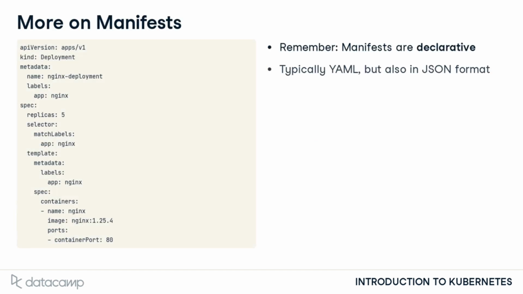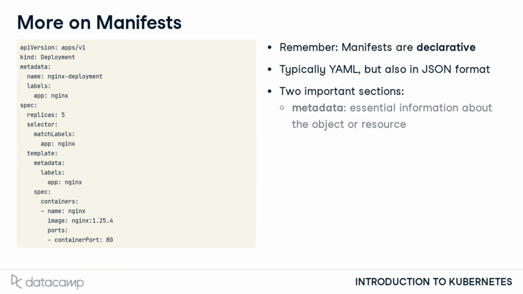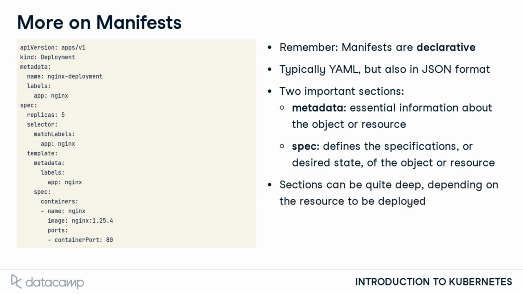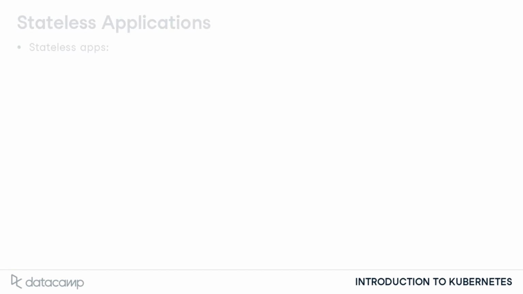Manifests are declarations that come in YAML or in JSON format. On the left-hand side, we can see an example of a YAML manifest. There are 2 important sections: metadata with essential meta information and spec to declare object specifications. These sections can be quite deep, depending on what is being declared. The manifest shown here is complete and fully working. It would create 5 replicas of Nginx, a well-known web server.